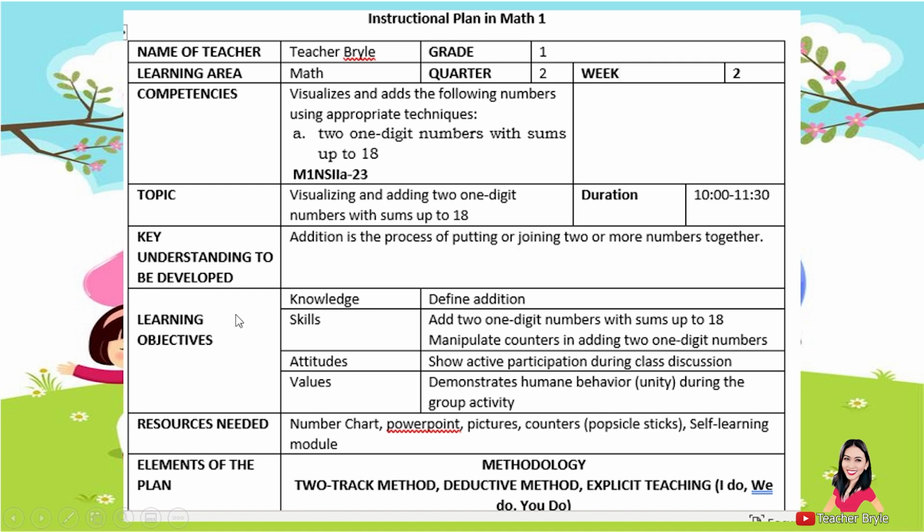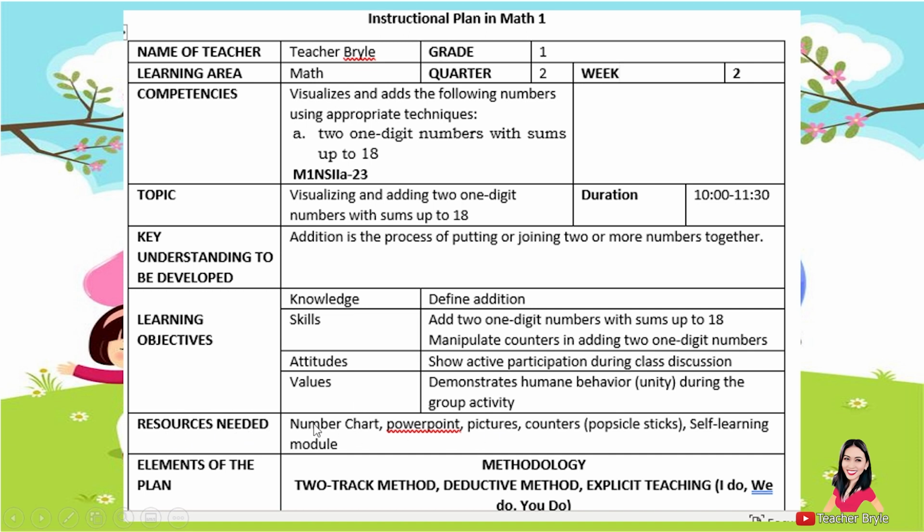Key understanding to be developed: addition is the process of putting or joining 2 or more numbers together. So we have here learning objectives, composed of knowledge, skills, attitudes, and values. Knowledge, define addition. Skills, adds 2 one-digit numbers with sums up to 18, and manipulate counters in adding 2 one-digit numbers. Attitudes, show active participation during class discussion. Values, demonstrates unity during the group activity.